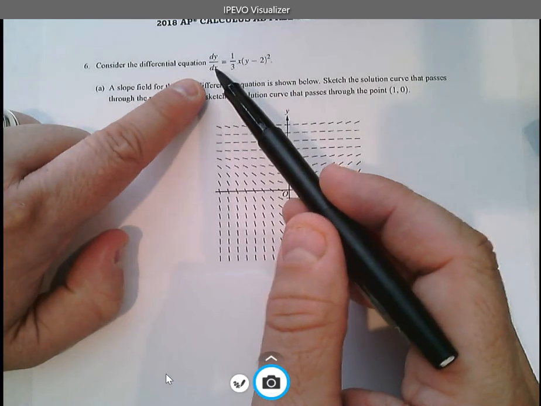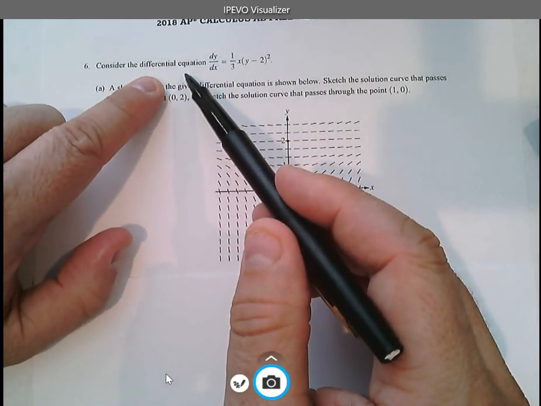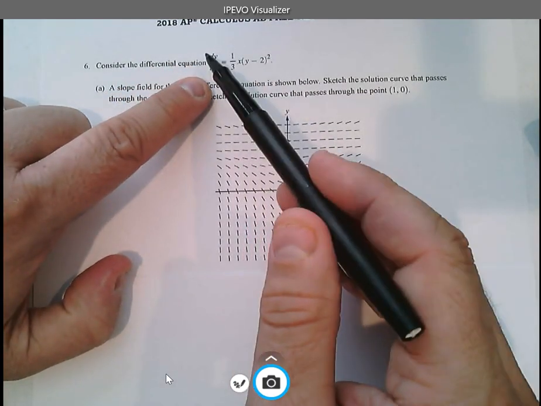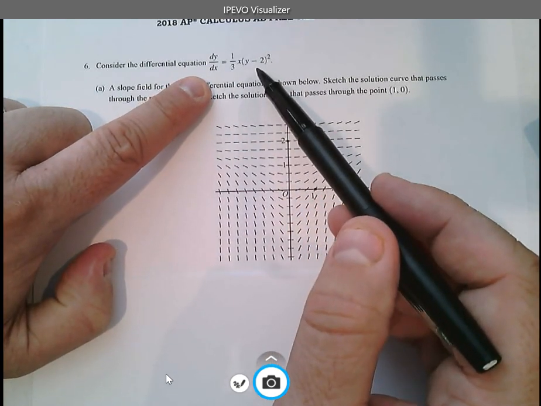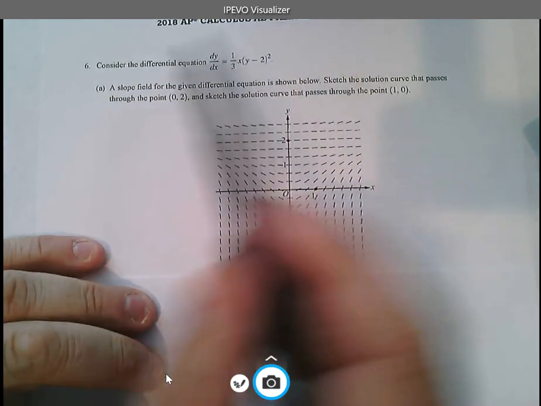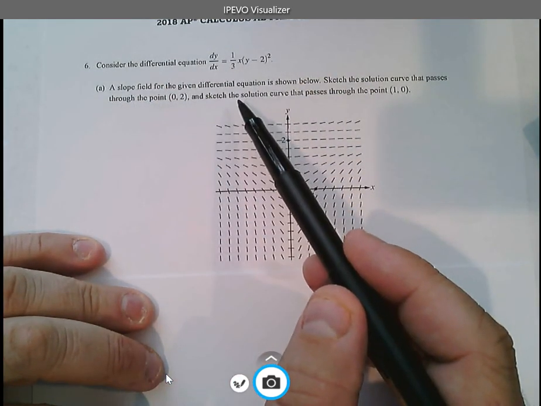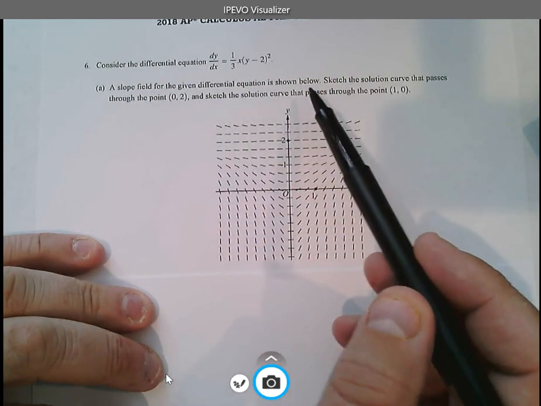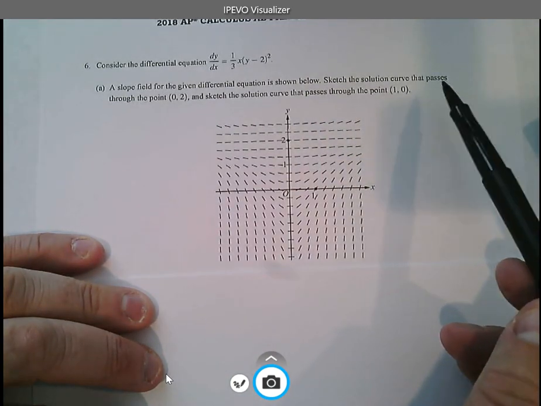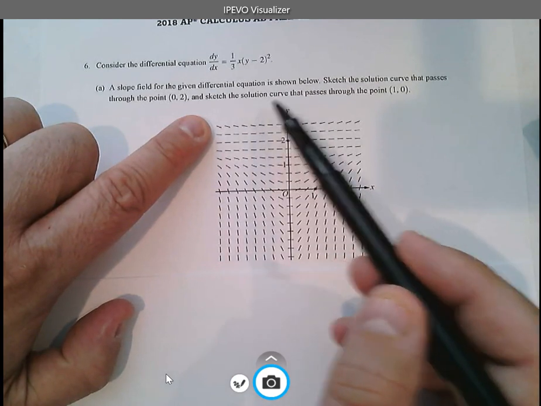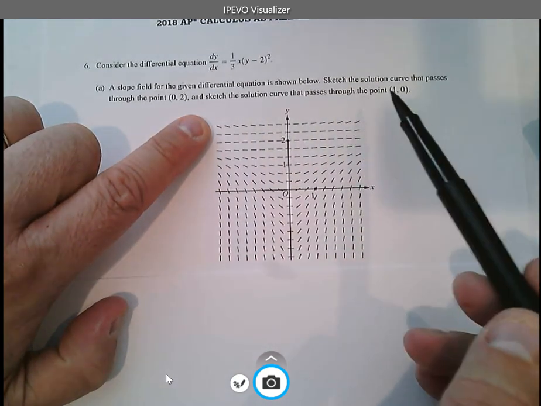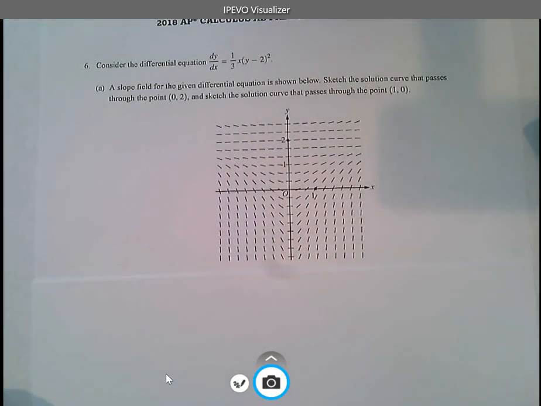Consider the differential equation. Differential equation just means an equation that involves derivatives. dy/dx equals 1/3 x times (y minus 2) squared. A slope field for the given differential equation is shown below. Sketch the solution curve that passes through the point (0, 2), and sketch the solution curve that passes through the point (1, 0). Well, I'm going to get out two different colors for this.